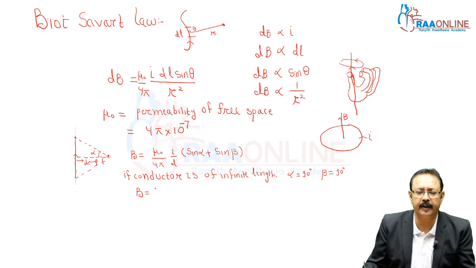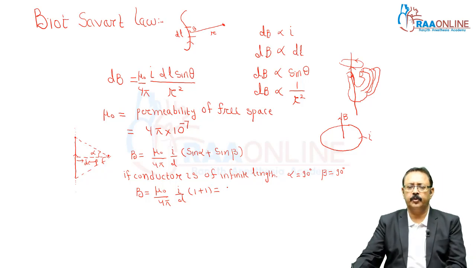So you will get magnetic field mu naught upon 4 pi I by d. Sin 90 is 1, so 1 plus 1. Means you can get result mu naught upon 4 pi 2I upon d.